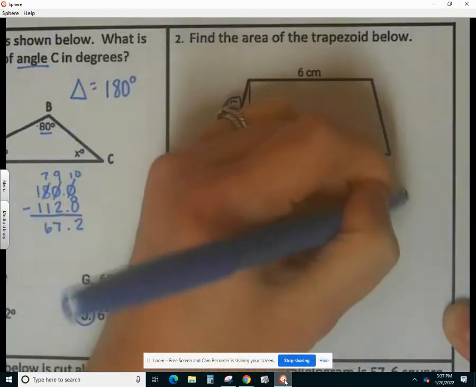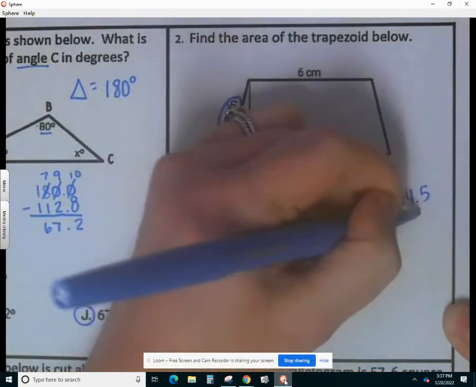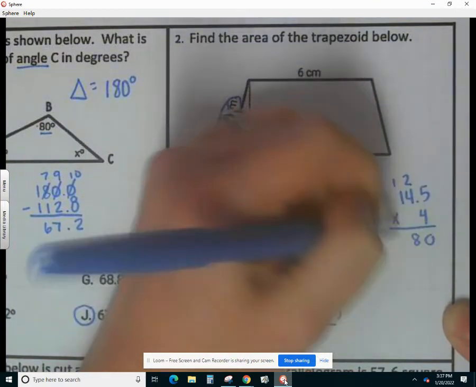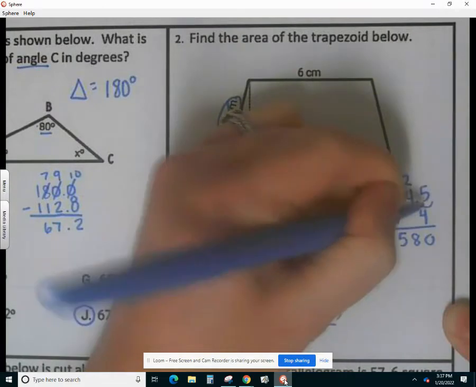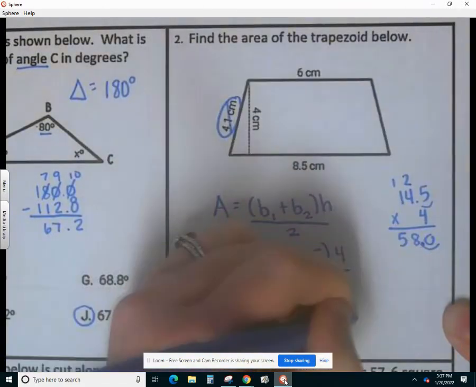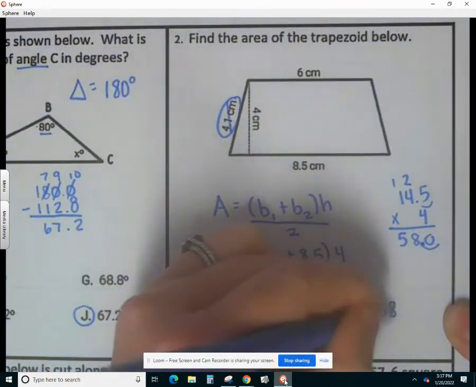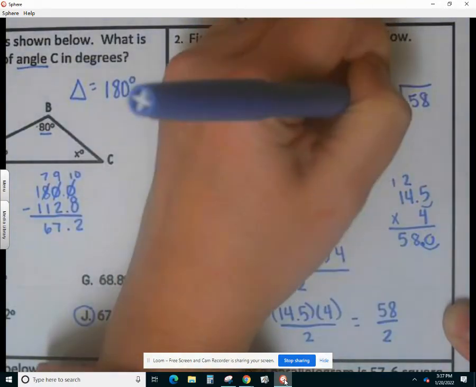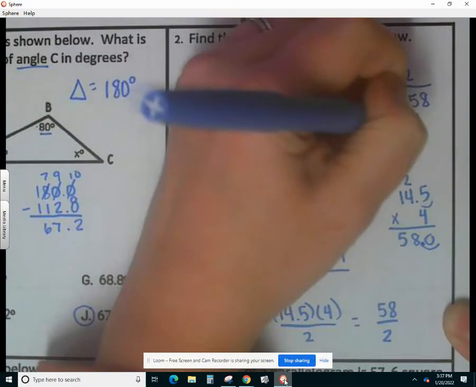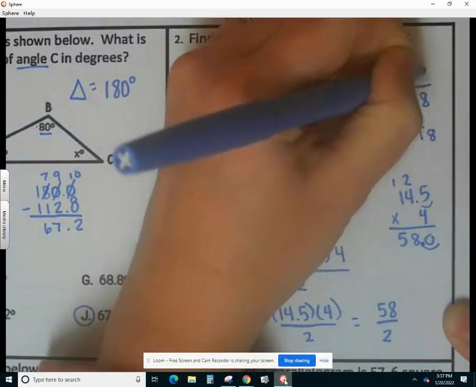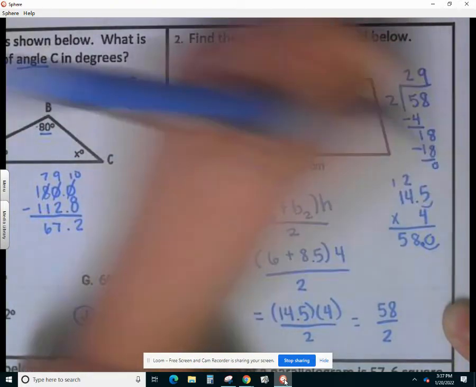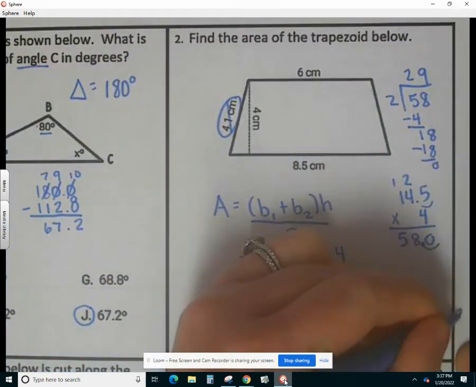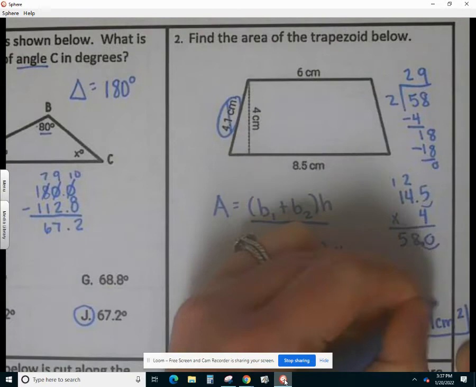Then we need to multiply 14.5 times 4. And that gives us 58. And then we can do 58 divided by 2. And we get 29. So our area would be 29 square centimeters.